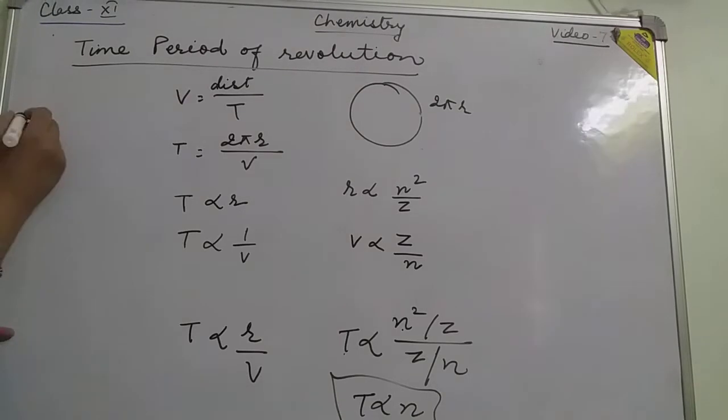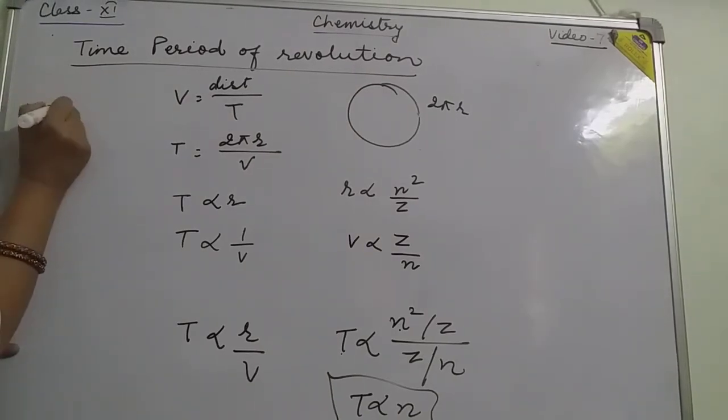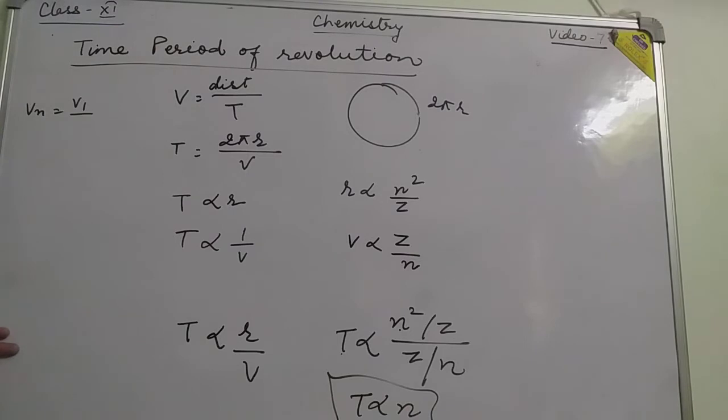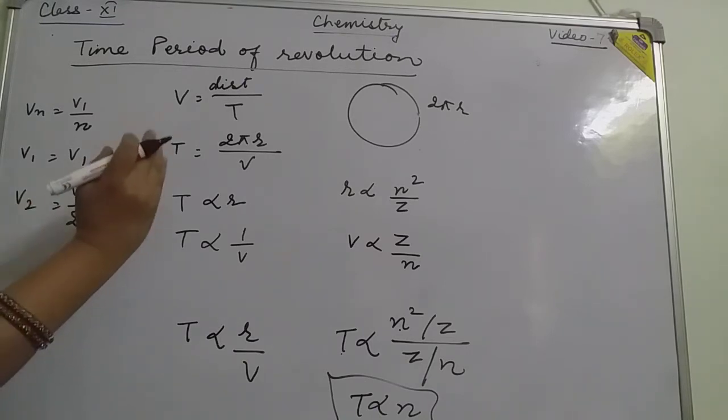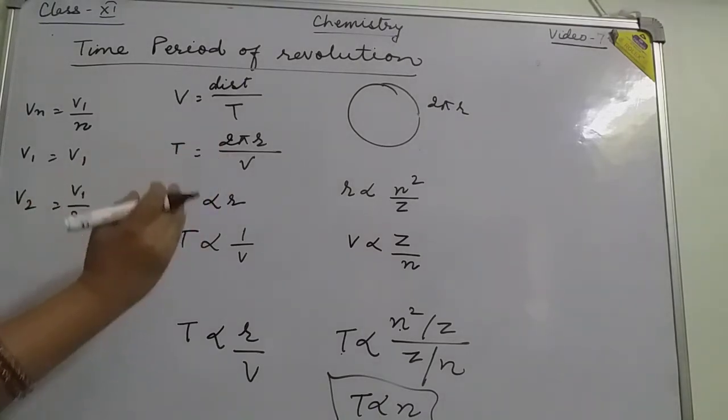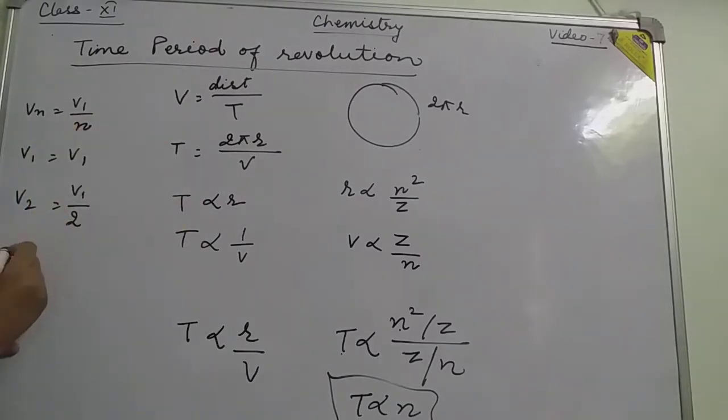In the case of velocity, we calculate that Vn equals V1 by n, where n means the number of orbits. If the number of orbit is 1, then it is V1. If it is 2, then it is V1 by 2. This means that as the number of shells increases, the velocity of the electron decreases. If it is 3, then it is V1 by 3.